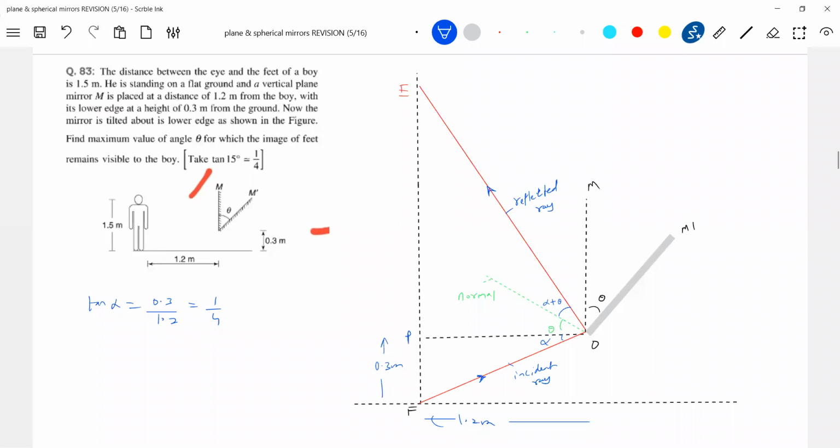Okay, let's do one thing. Look at the triangle EOP. We have a right angle triangle. EOP is a right angle triangle.